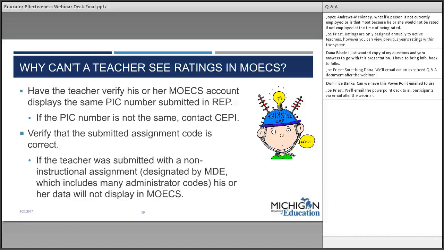The other reason why your effectiveness ratings may not be displaying in MOEX is related to the assignment code that you were submitted with. MOEX is not pulling in non-instructional assignments or administrator codes. So it's important that you ensure that the assignment code that you were reported with is deemed instructional. And if there's any concerns about that, you can contact CEPI again. However, like we mentioned, assignment codes cannot be changed, so it would really be something that would be corrected going forward. There's unfortunately not a way to correct assignment codes in reverse.